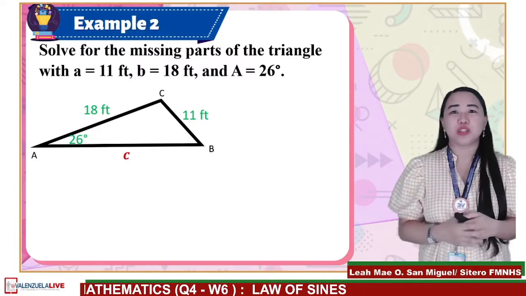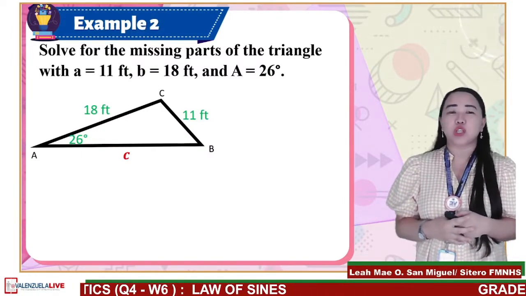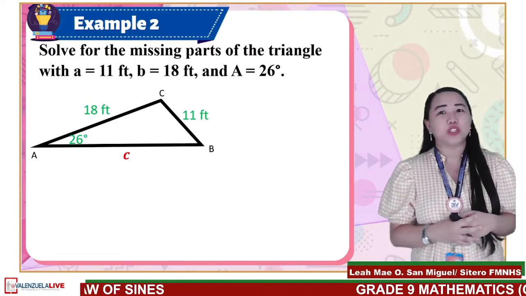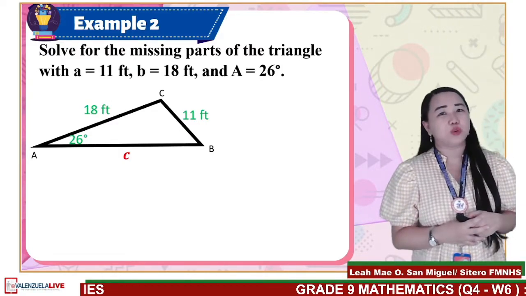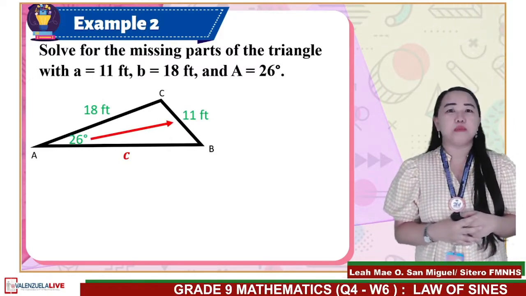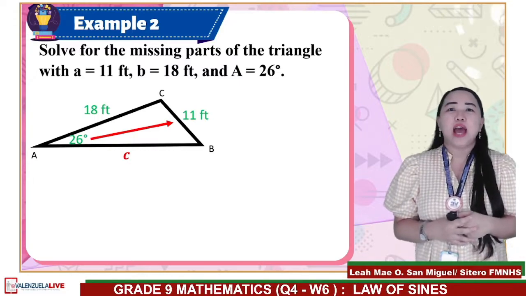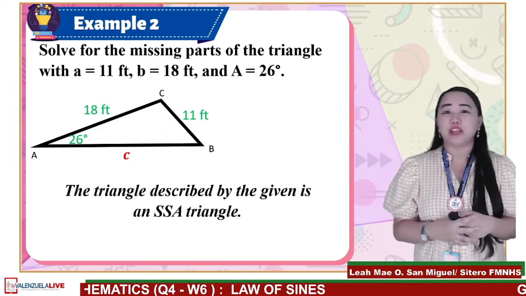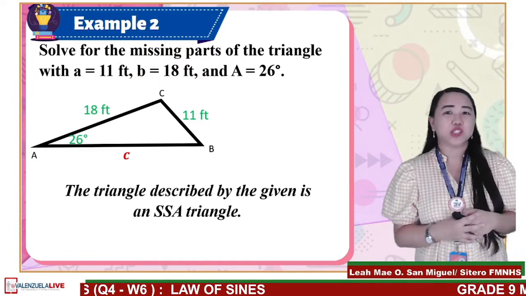Number 2. Solve for the missing parts of the triangle with a equal to 11 feet, b equal to 18 feet, and A equal to 26 degrees. Given is the length of a and the measure of its opposite angle as well as the length of side b. The triangle described by the given is an SSA triangle.